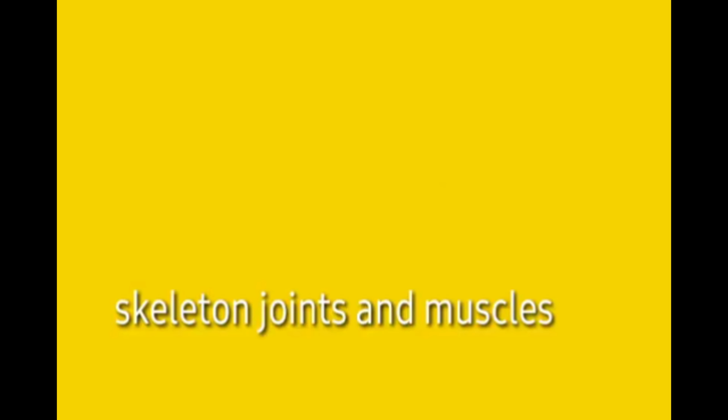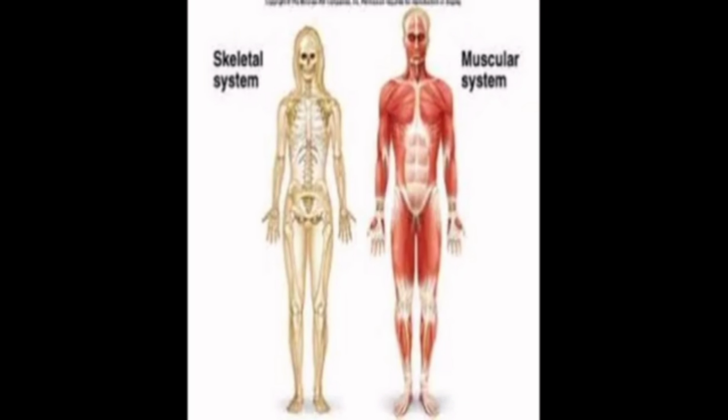Good morning, children. So, today we are going to start our 17th lesson, that is skeleton, joints, and muscles. Children, this is the skeletal system, and the red colored one is the muscular system.